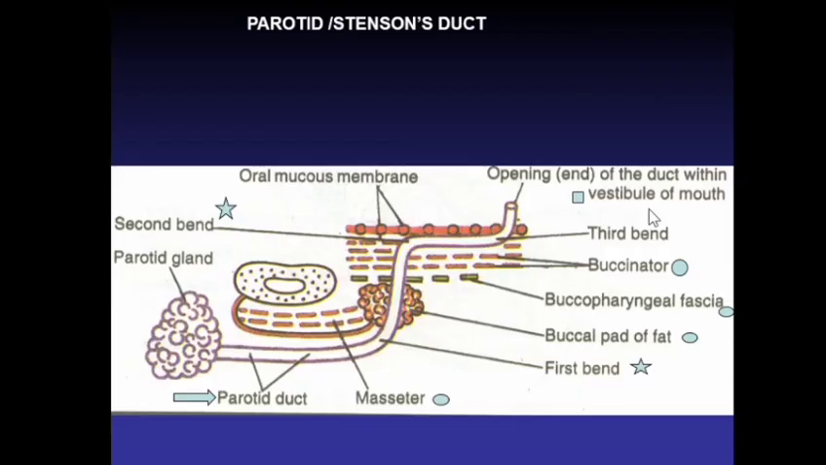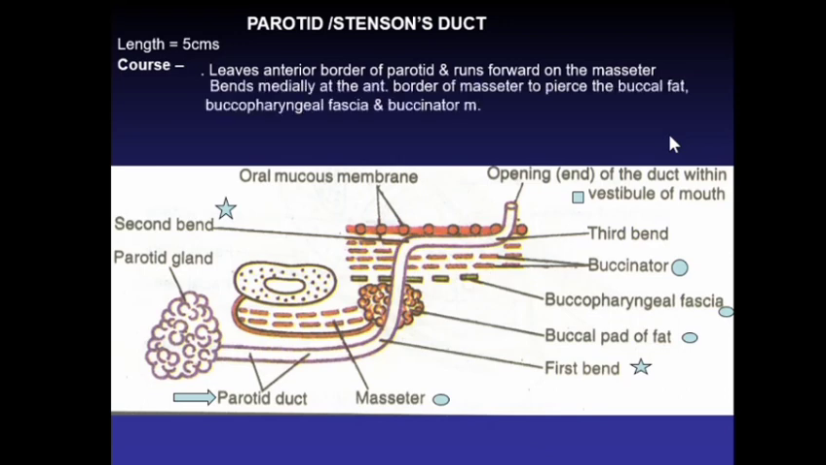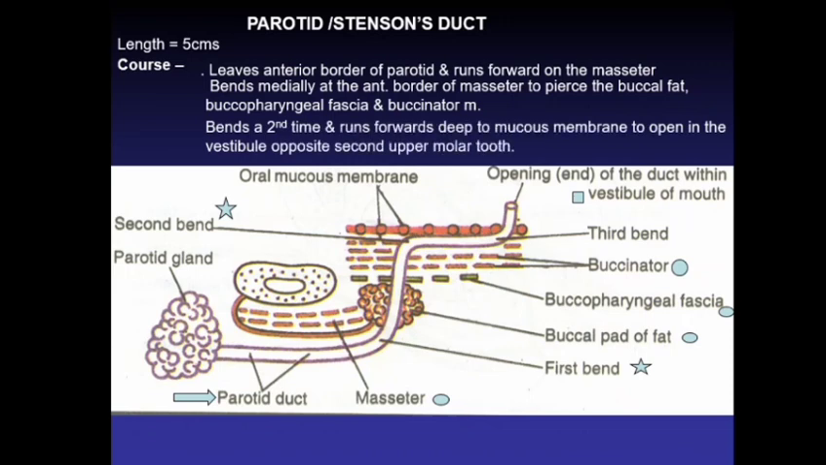Now you know that the parotid gland has a duct. It is called the parotid duct or it is also called Stenson duct. Stenson duct is the route that saliva takes from the major salivary gland, the parotid gland, into the mouth to facilitate mastication and swallowing and to begin the digestion of starch. The length of the duct is 5 centimeters.